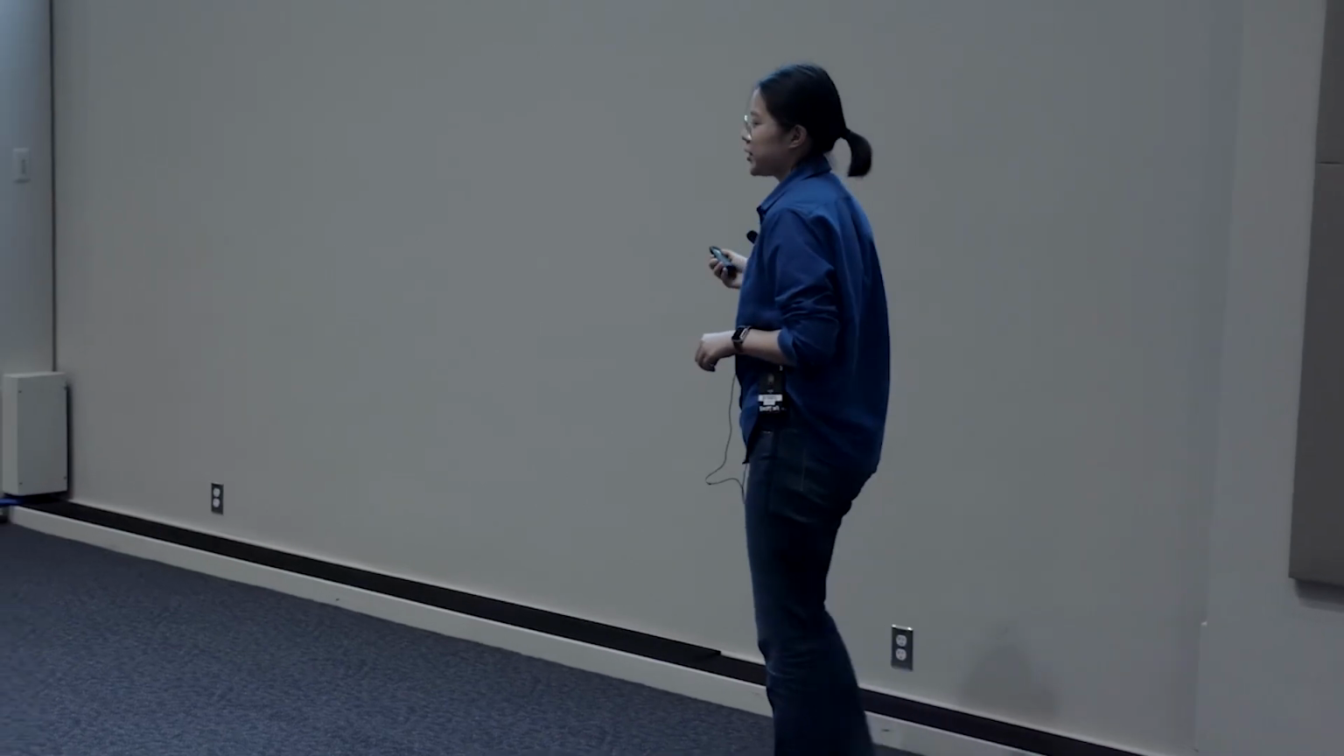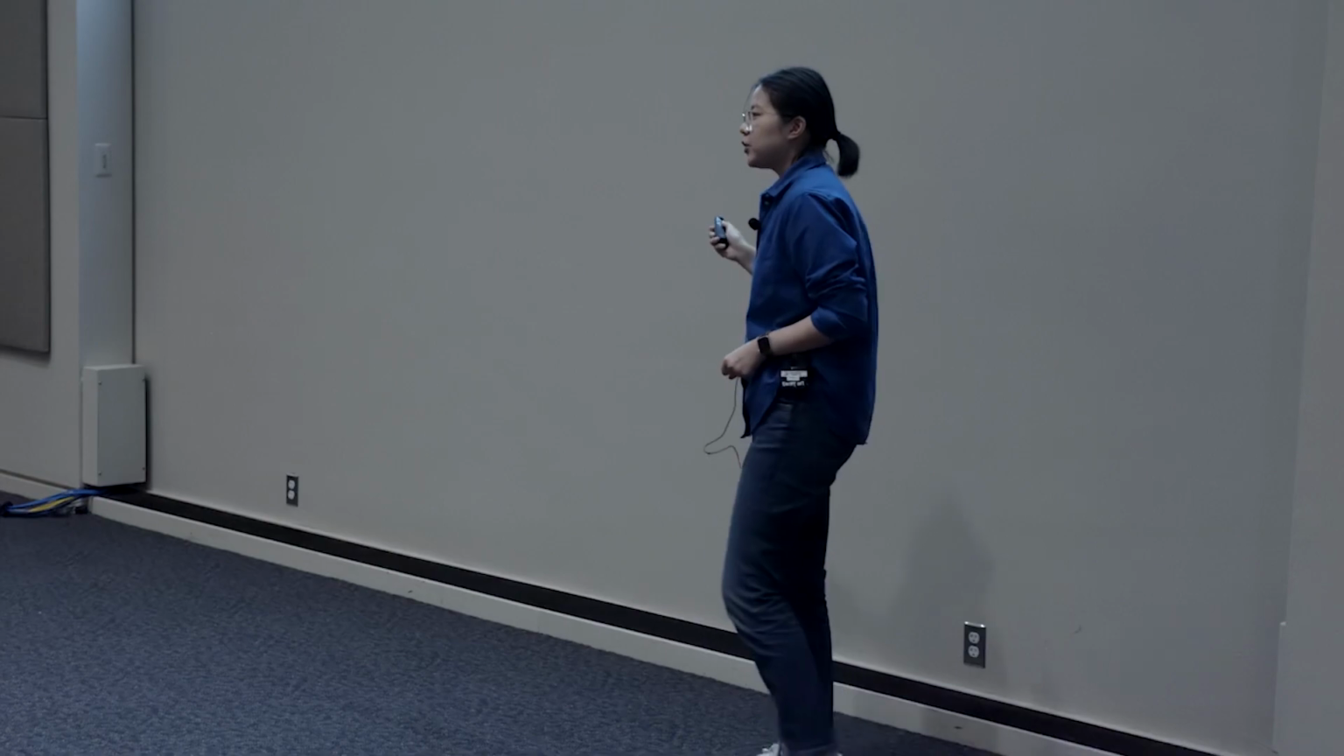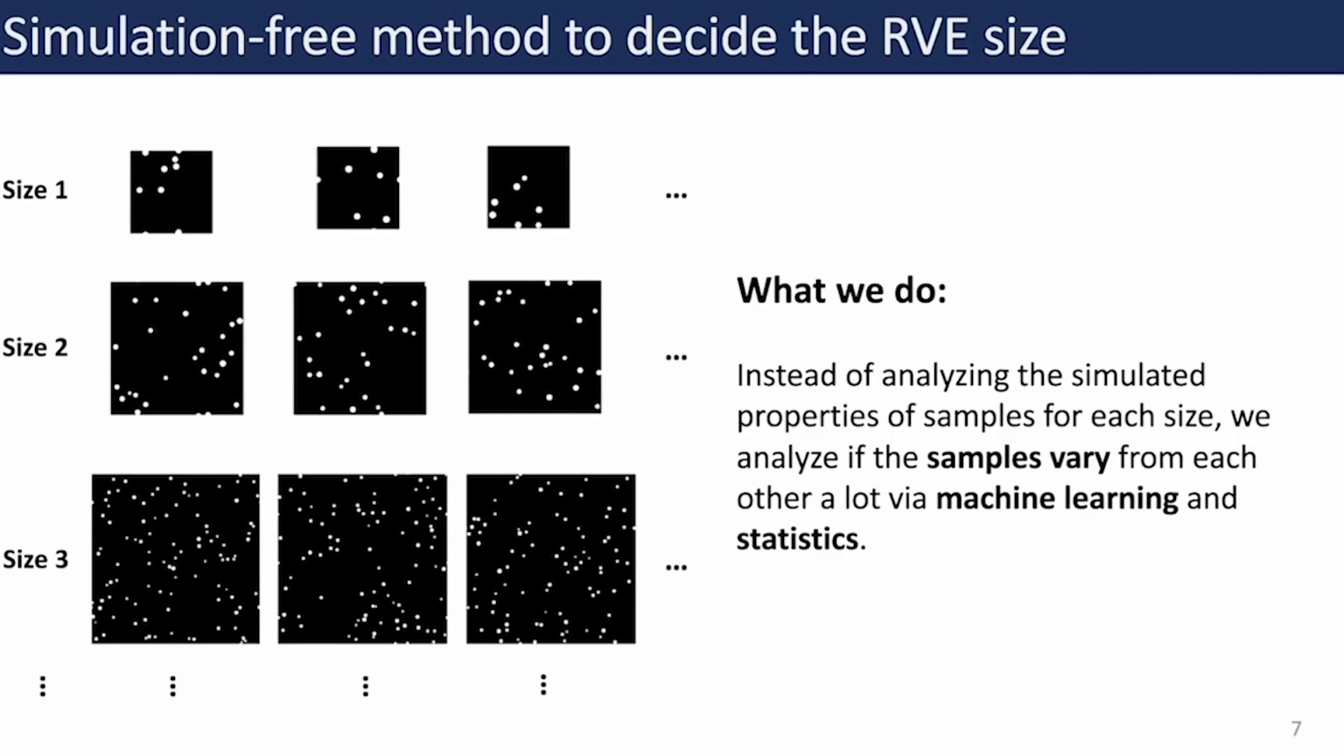So here comes my research. We want to come up with an alternative to this current standard method that is based on simulations. Instead of measuring the variation of the simulated properties, we are going to consider the variation of the samples themselves, and then we can decide the RVE size. And this method is actually simulation-free. We're going to do it with the help of machine learning and statistics.